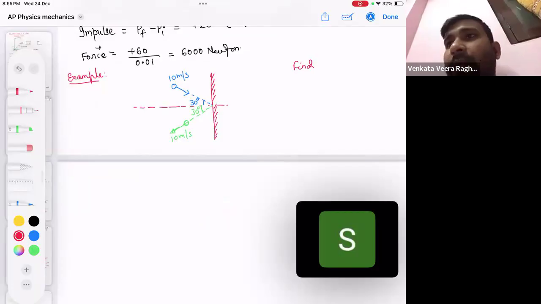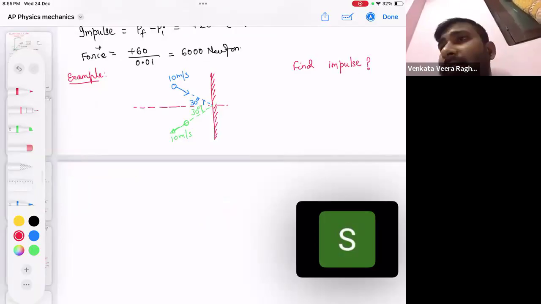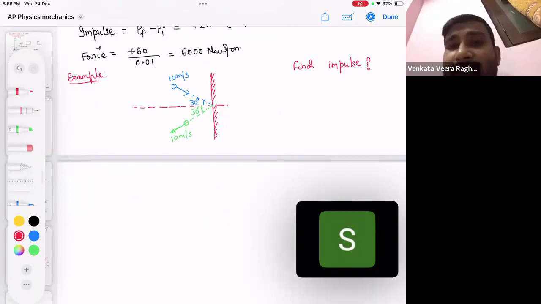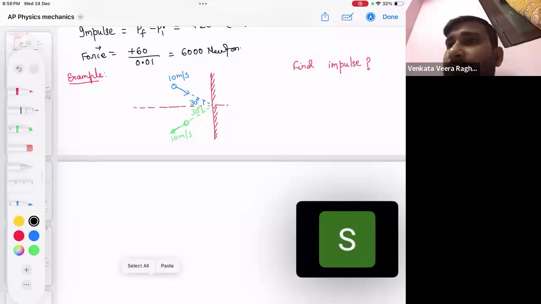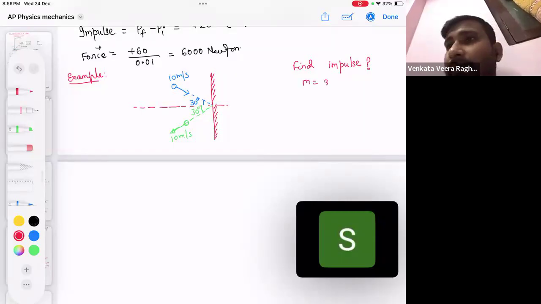So if they are asking me in the question to only find the impulse, that means change in momentum is enough, isn't it? For impulse, is the change in momentum enough? And for the force, change in momentum by time will be needed, isn't it? So please tell me what I should do here. Mass of the object is 2 kg again. Let's take it as 3 kg again. Please tell me what I should do.